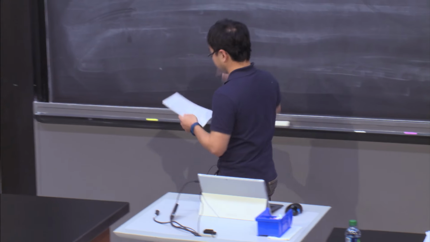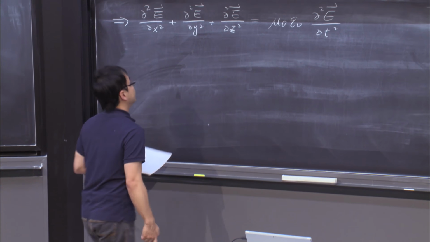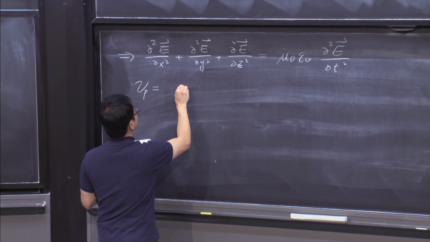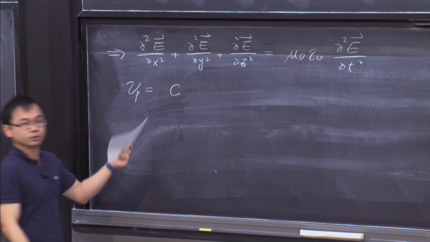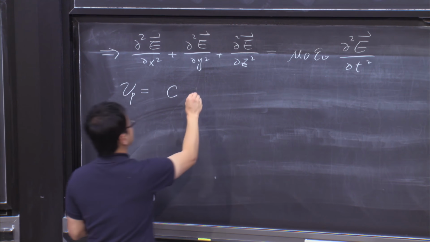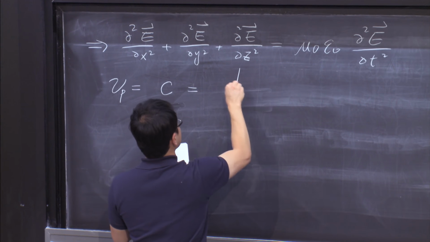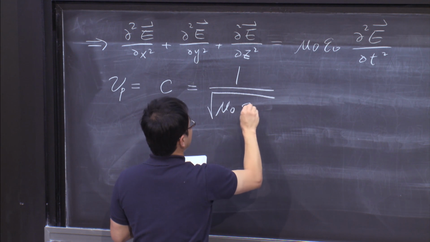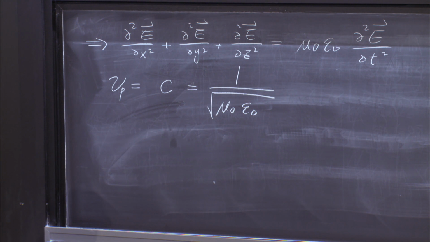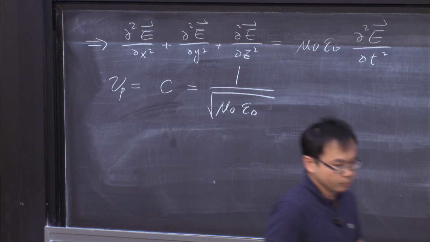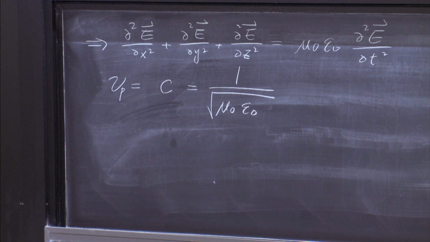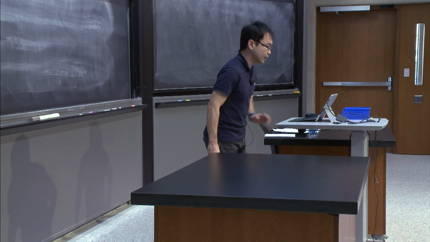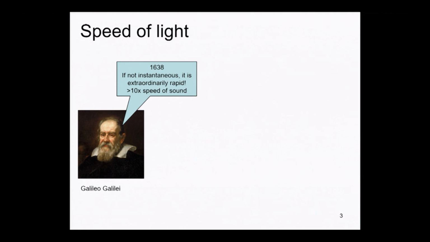So what is actually the velocity of this wave equation? The velocity v_p will be equal to, we usually call it c, because you have been using this constant for a long time, and that will be equal to 1 over the square root of mu_0 epsilon_0. Okay? And to measure the speed of light, it takes a long time to achieve that. Let's take a look at the history.